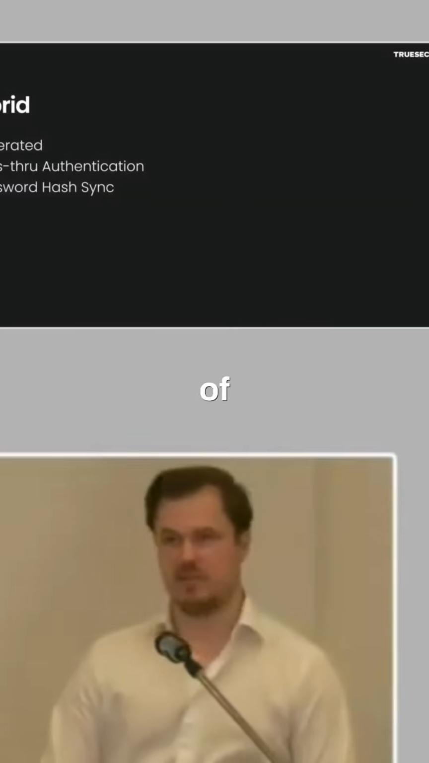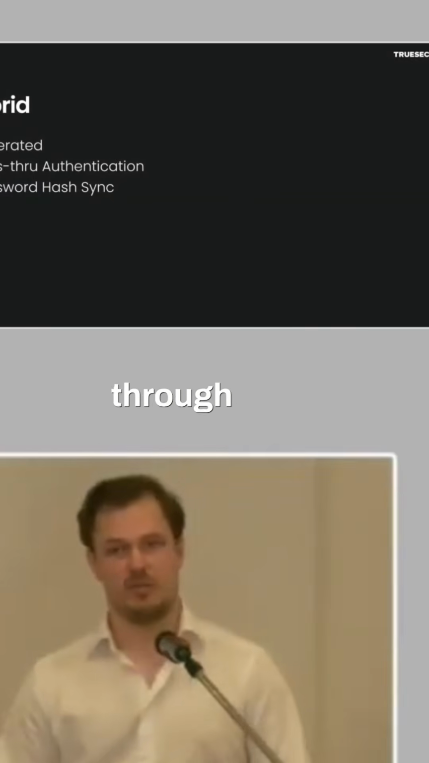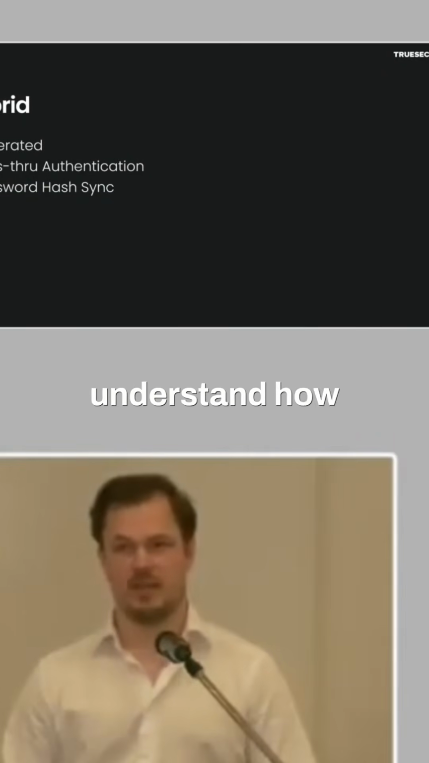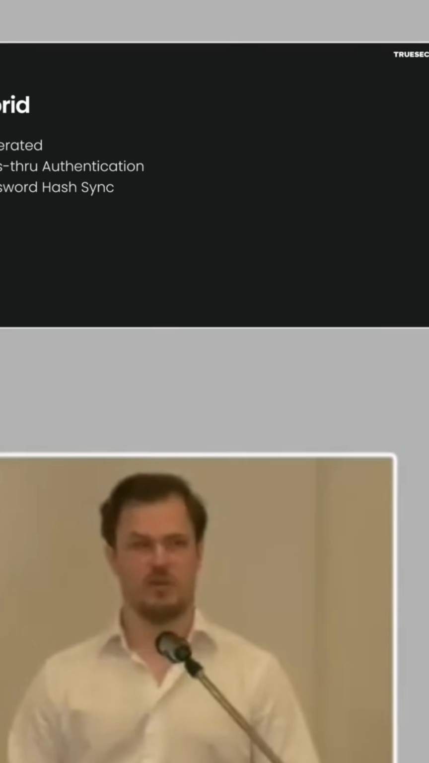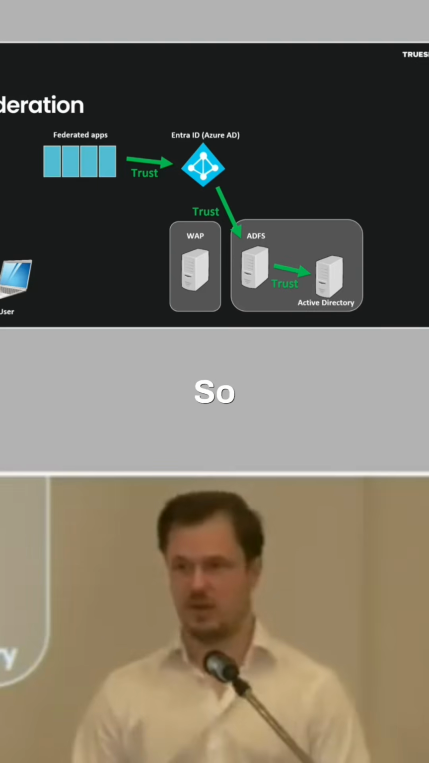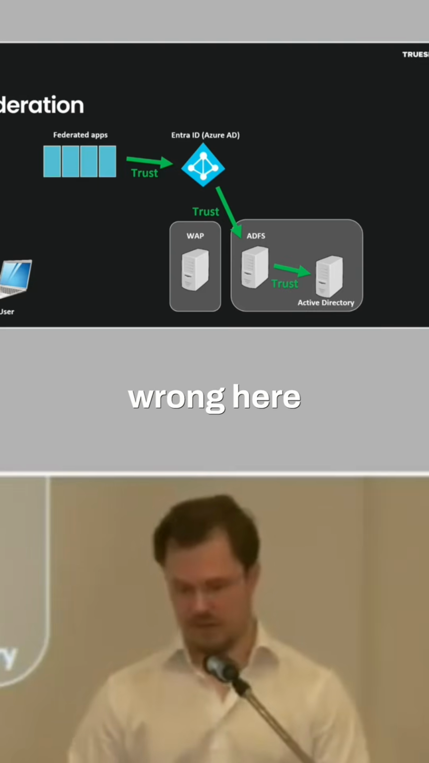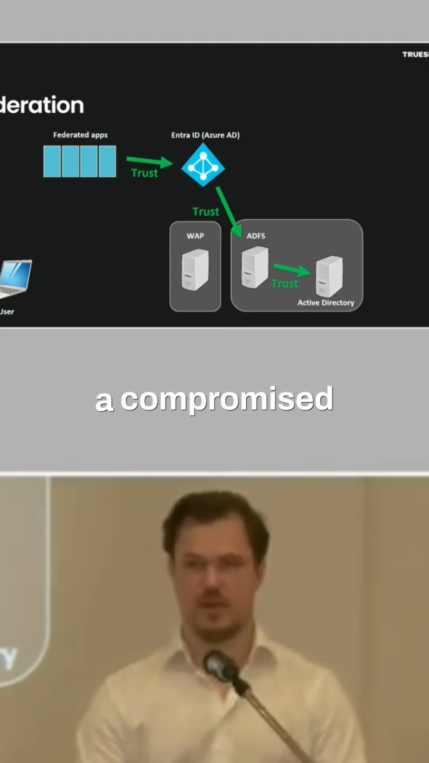There are 3 types of hybrid setups, and I'm going to go through them now because we kind of need to understand how they work to be able to figure out what happened here. So what could possibly go wrong here if you think of a compromised company?